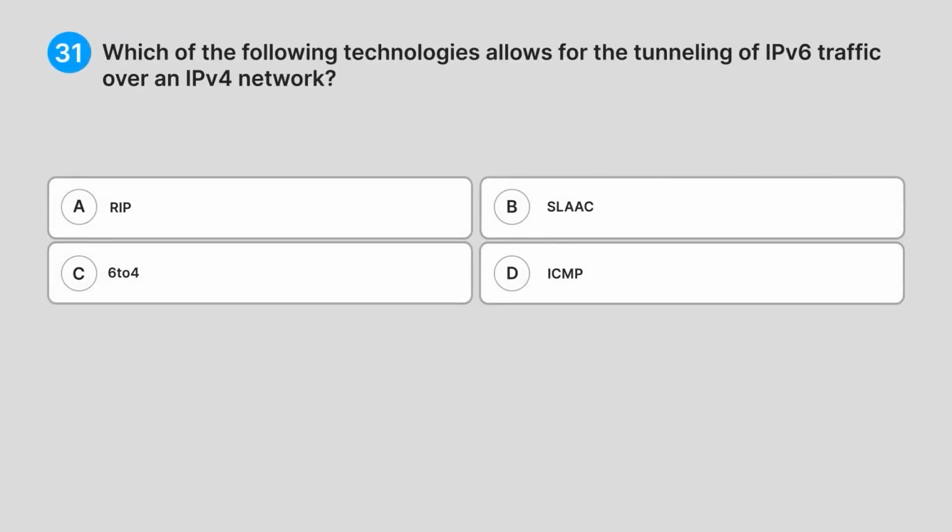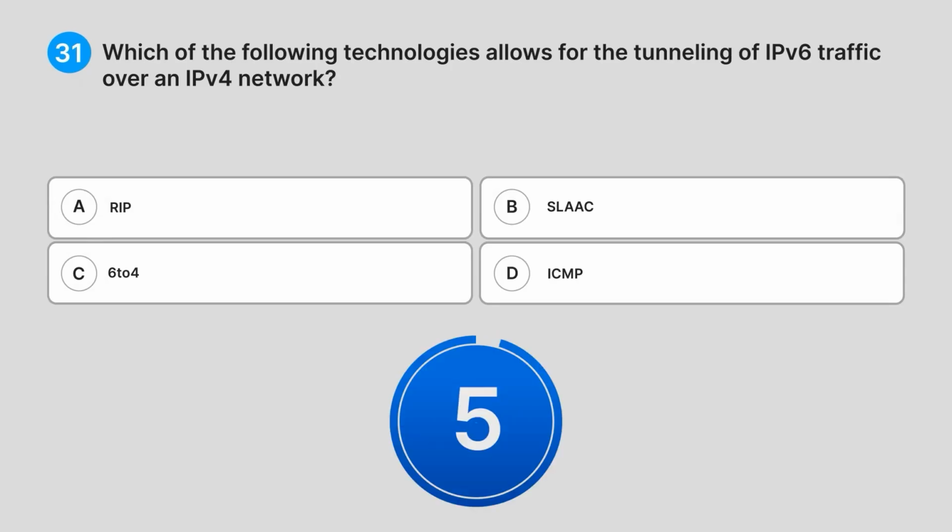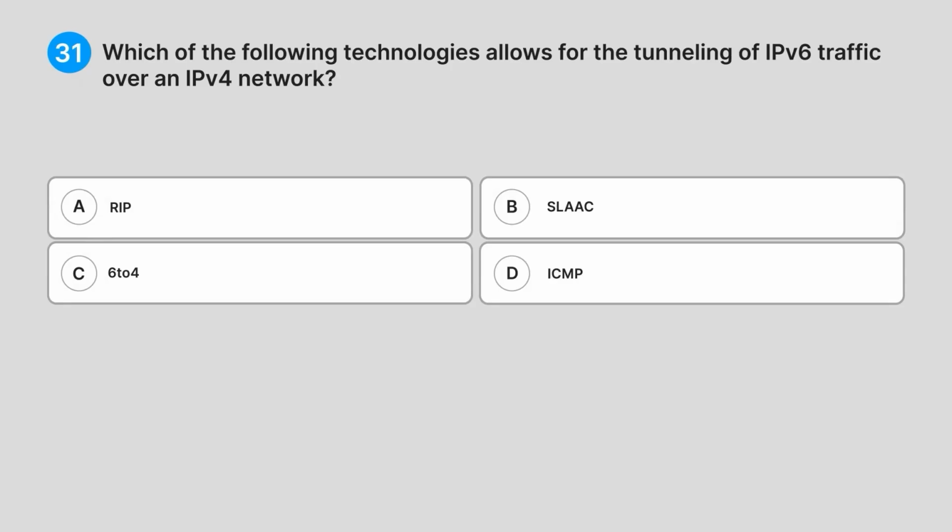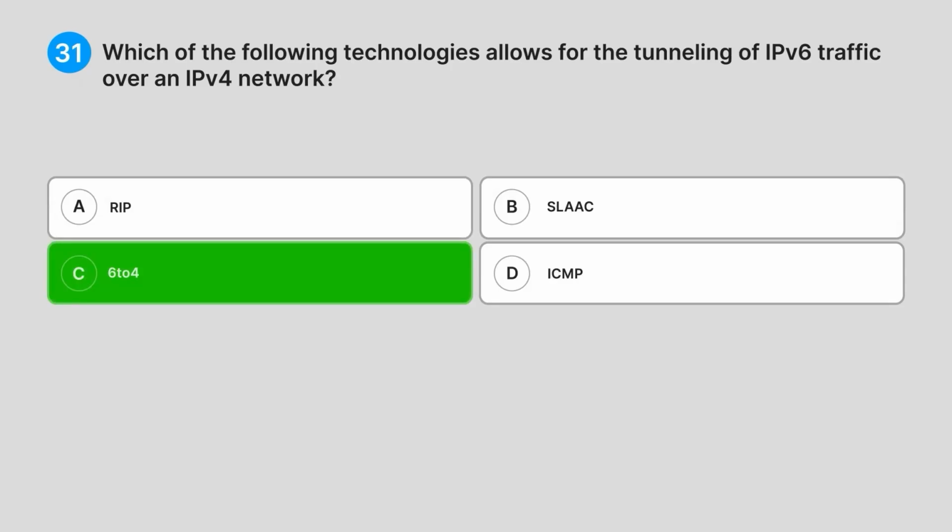31. Which of the following technologies allows for the tunneling of IPv6 traffic over an IPv4 network? A. RIP, B. SLAAC, C. 6to4, D. ICMP. Do you know the answer? Correct answer, C. 6to4.